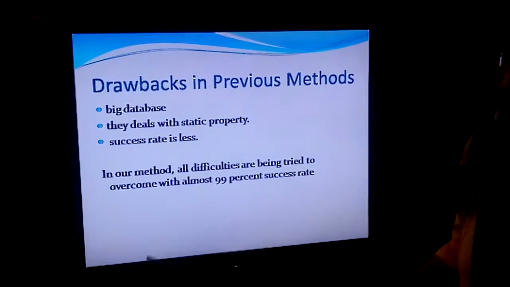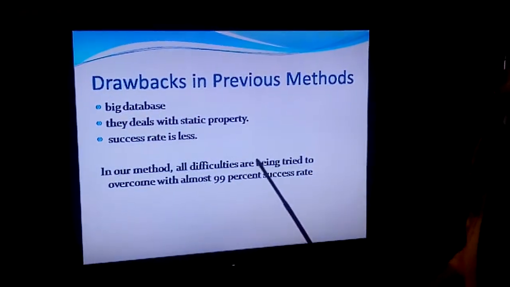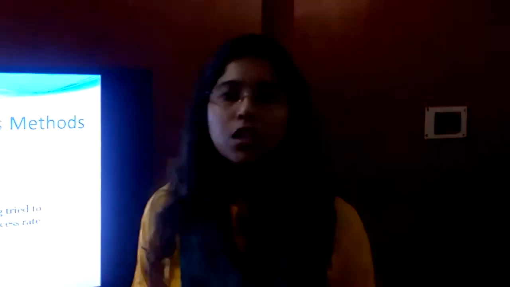The next drawback is that they always deal with static properties. That means they do not focus on the speed and the motion of the writer. Previously I told that when a person signs more than one time, their signatures have some differences, and these differences are based on the speed and the motion of writing.